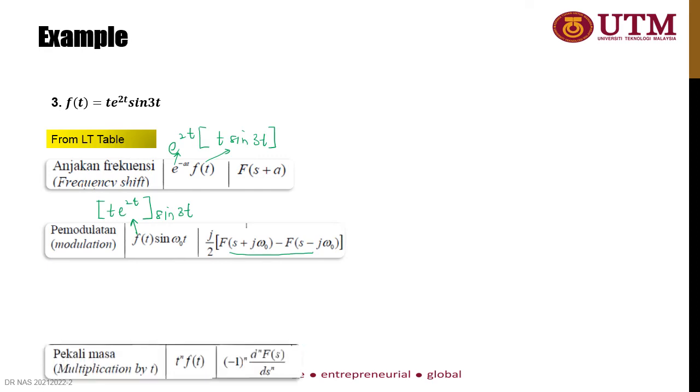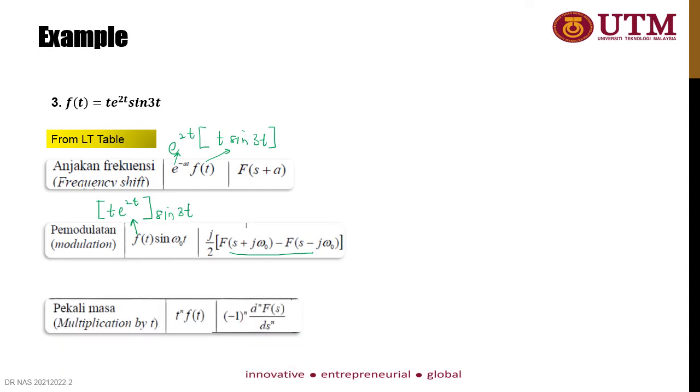And you may find another function, t to the power of n f(t). If you compare to the given equation, it is t to the power of 1, so your f(t) equals e^(2t) sin 3t. This is your f(t), and this is the S domain function if you are using this method. So you have 3 methods basically. Now you need to choose which one you want to use in order to solve this function.